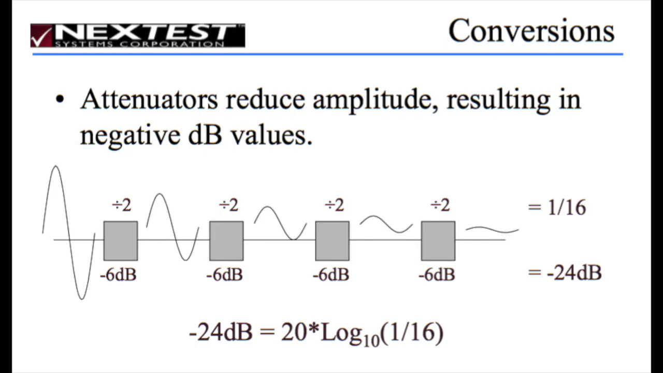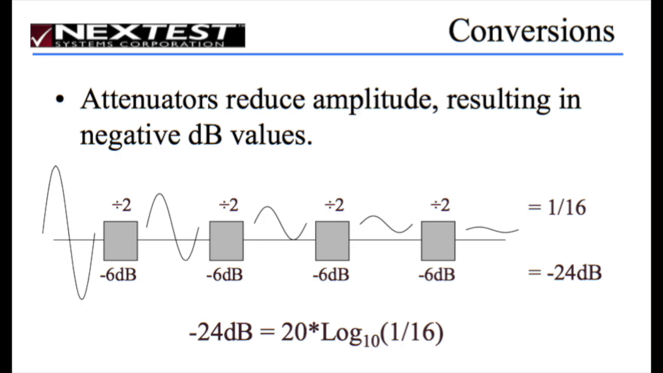Attenuators reduce amplitude, resulting in negative dB values. So here we have minus 24 dB is 20 times the log base 10 of 1 over 16. So a big signal comes in, we divide by 2, like using a voltage divider or something. So it takes 6 dB away. In other words, it divides by 2, makes it half the size it was. We go to the next stage, it divides again. Go to the next stage, it divides again. Go to the next stage, it divides again. So divide by 2, divide by 2, divide by 2, divide by 2. We go down 6 dB at a crack. So the signal comes out 1/16 of the size it was.